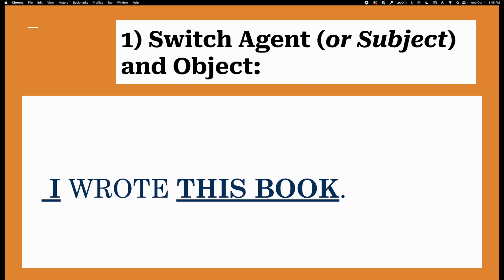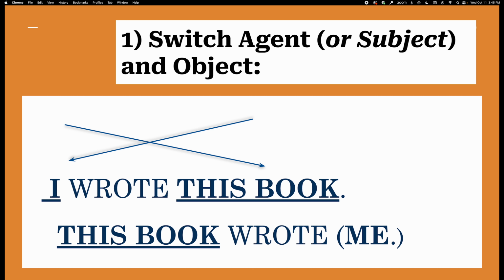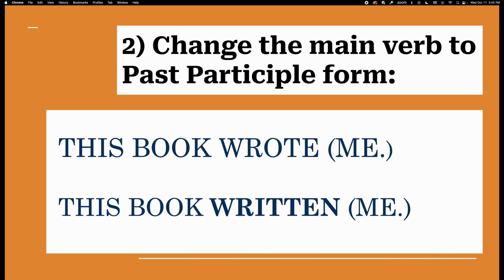Here is the first of our 4 steps. First of all, you change the subject and the object. You change the person who did the verb and the thing that experiences the verb. This book now becomes the subject. It was the object, now it's the subject. Then you look at the main verb. You've got to change it to past participle. It doesn't matter what tense it was originally, past, present, future, continuous. Make it past participle.